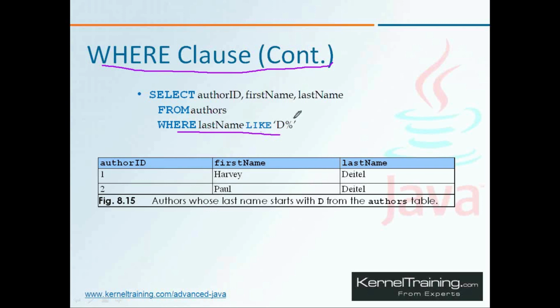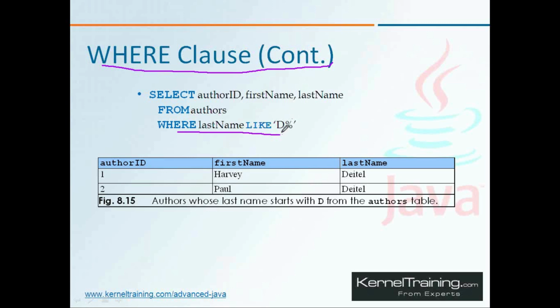Percentile means this is a wildcard character. The percentile denotes the remaining characters could be anything. The number of characters could be anything. It could be A, B, C, anything. But the first character should always be D. That is called a D percentile. The first character should be D, and all the remaining could be anything.